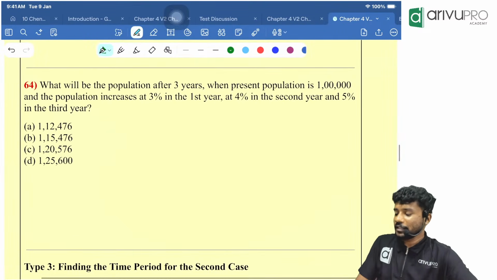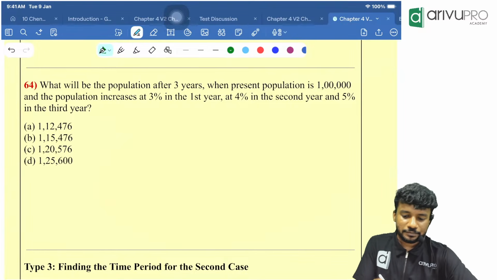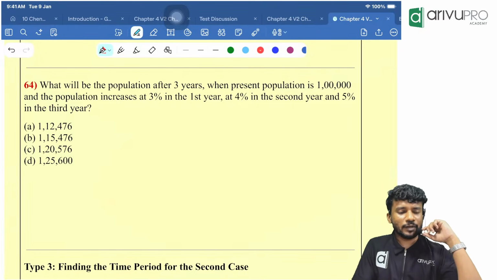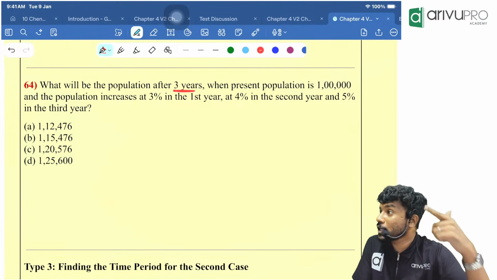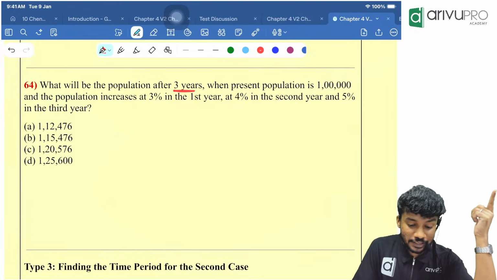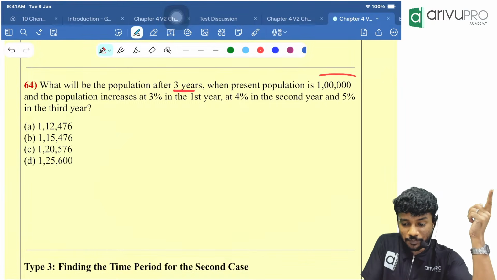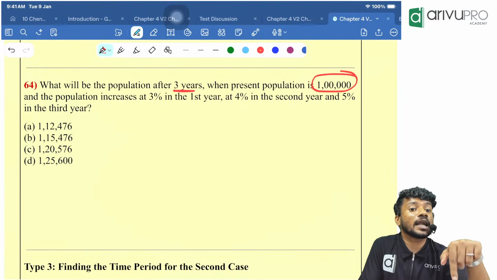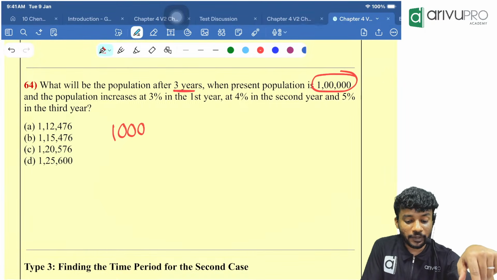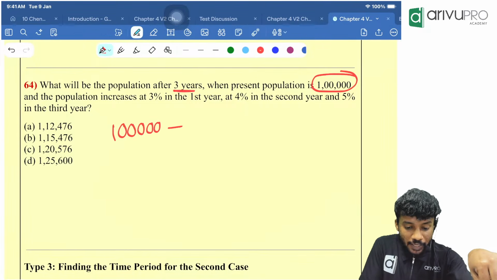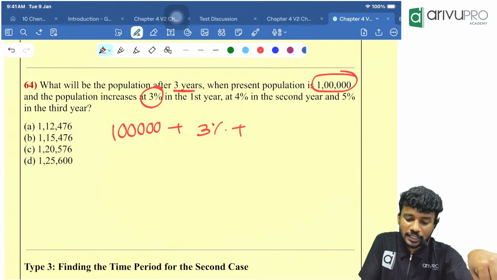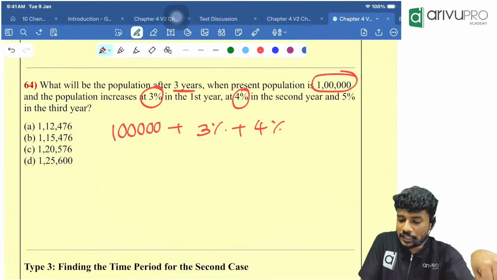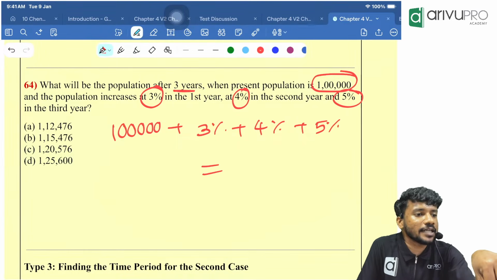Tell me, second last question of this type. What will be the population after 3 years? So after 3 years, what will be the population? The present population is 1 lakh. 1 lakh is the current population. Plus first year, how much increment? 3%. Second year, 4%. And the third year, 5%. How much is the answer?